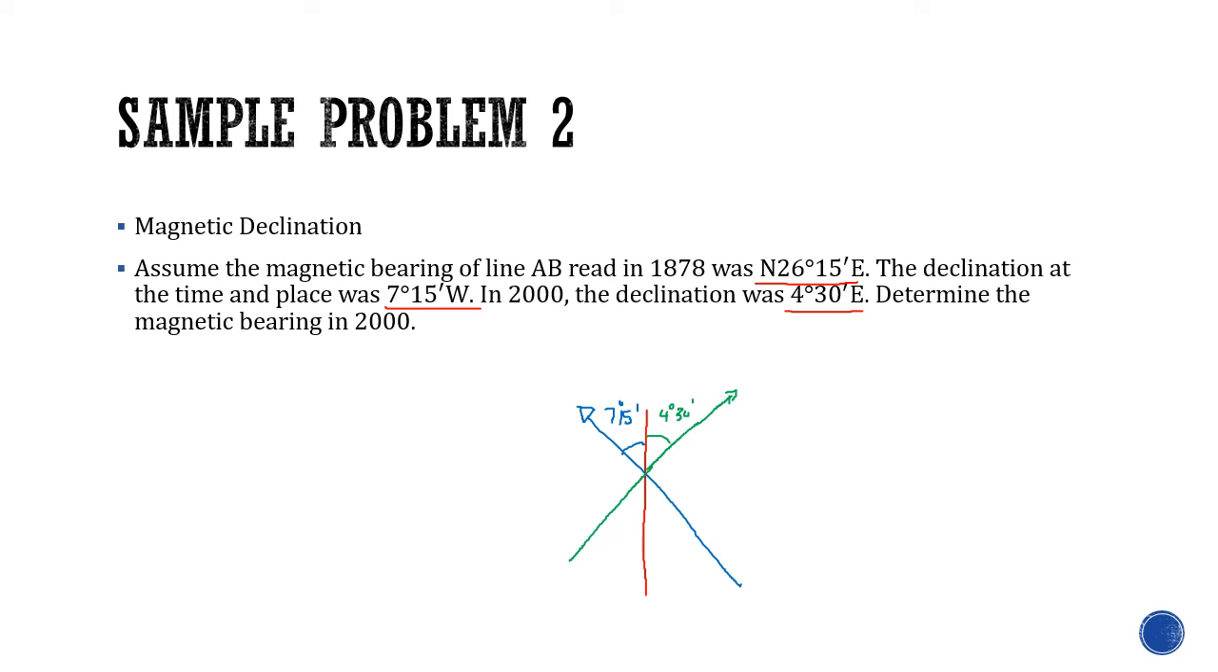Determine the magnetic bearing in 2000. Class, we said, when you use a compass, your readings are with respect to the magnetic meridian. So this is what we will do, class. North 26 degrees east. If we analyze this meridian, this is the magnetic meridian in the old times. This is what it looks like. Or, sorry, the drawing is off. Let me redraw it, because it is a bit hard to analyze.